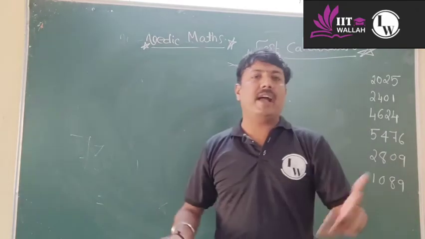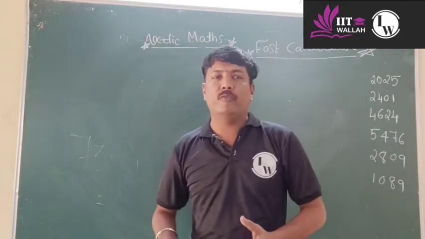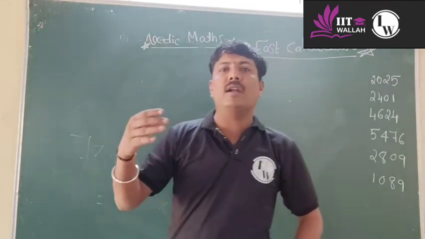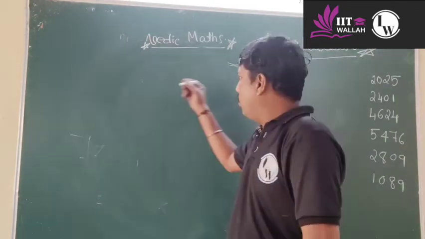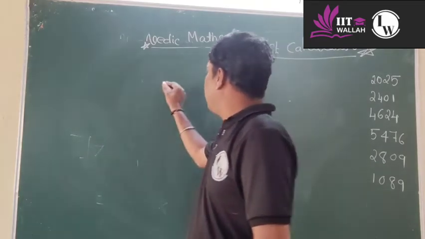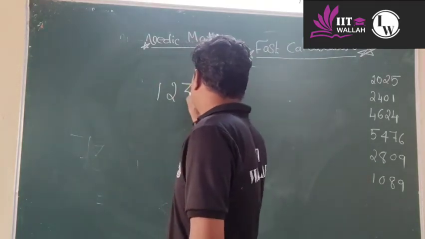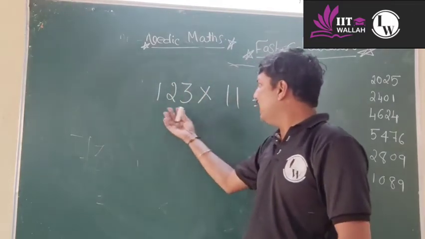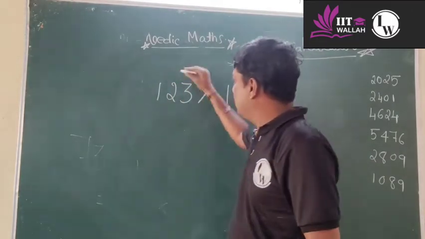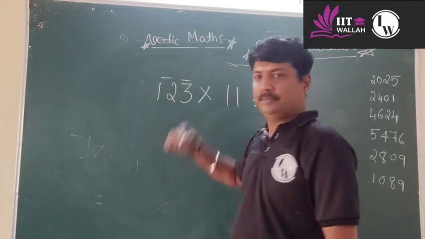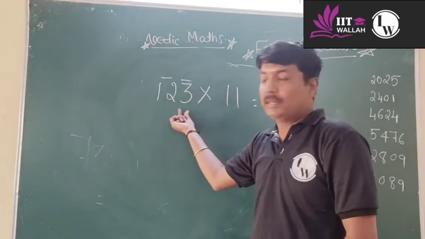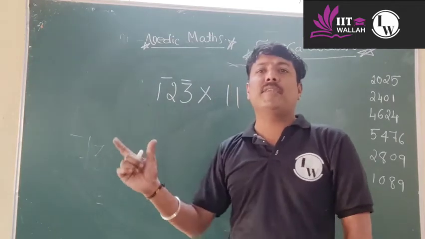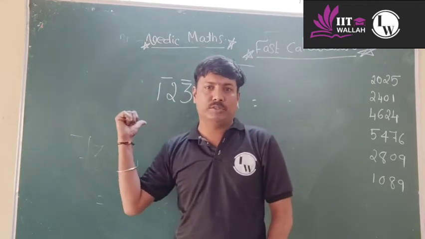So, let us check a 3-digit number. What will happen when we are multiplying a 3-digit number with 11? That is what we are going to check now. Let me take one 3-digit number, like 123 into 11. There is not much difference. Here, we are grouping it like this: 3 is one group and 12 is another group. Got it? The same steps we already discussed will be applicable here also.